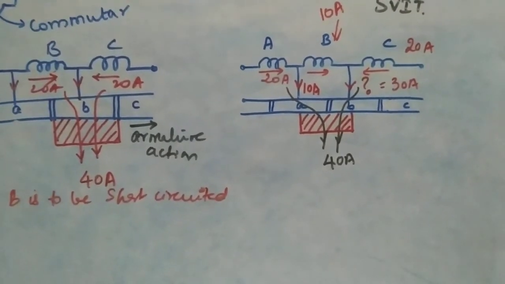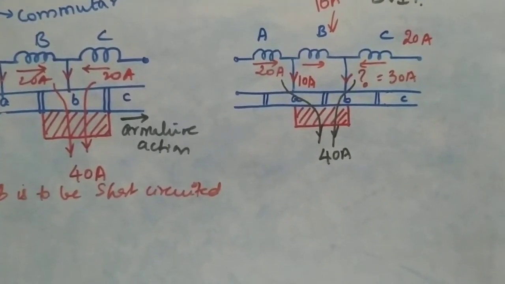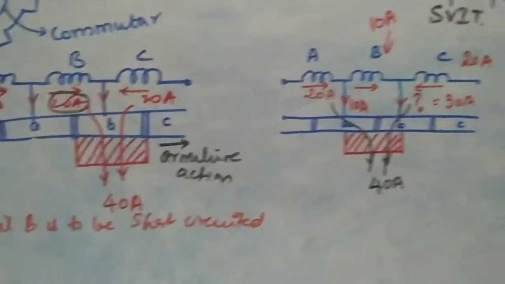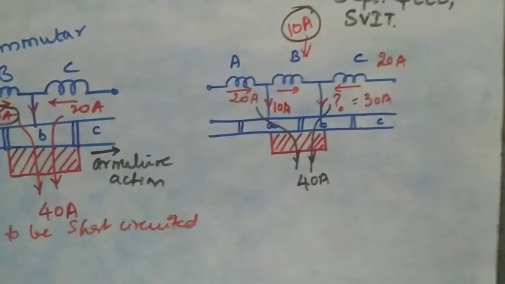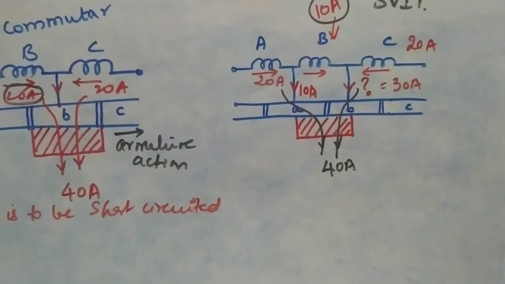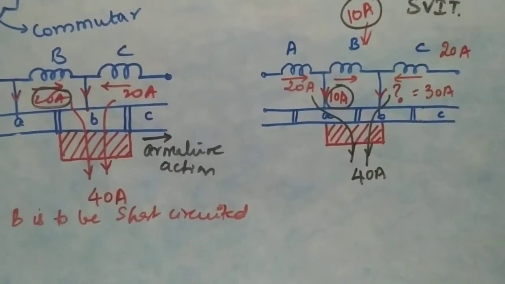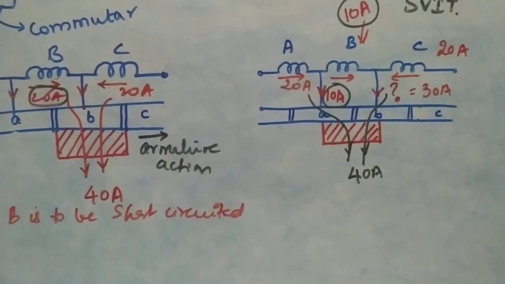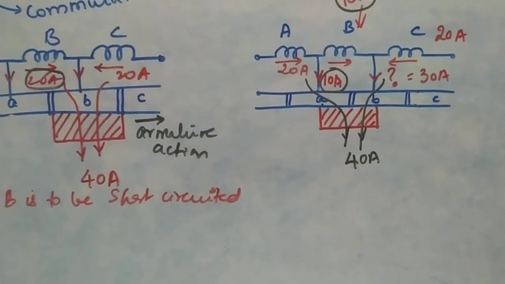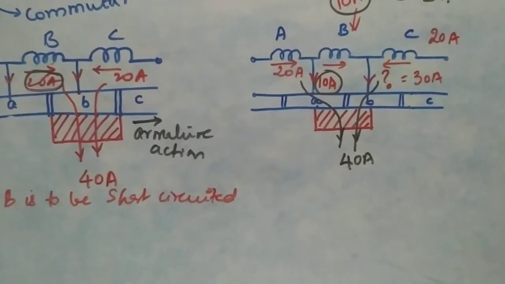What is the change you will find here? Whenever the coil B is entering the short circuit period, the current in coil B has reduced from 20 amperes to 10 amperes, as the other 10 amperes will flow via the segment A. This is the segment A. So the total current entering the brush will be the same, that is 40 amperes.